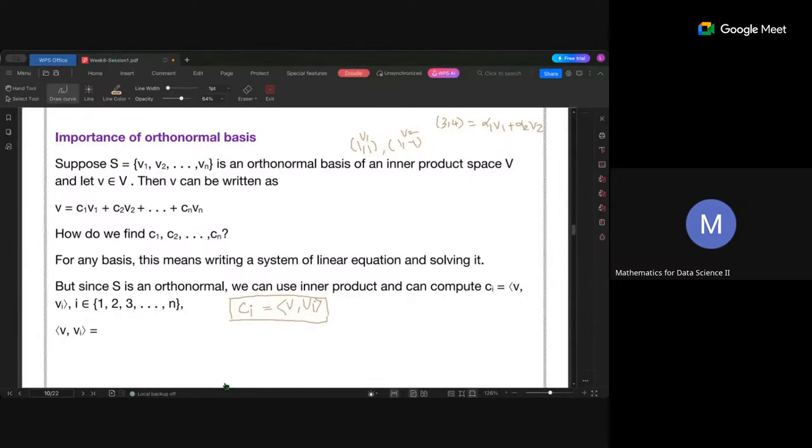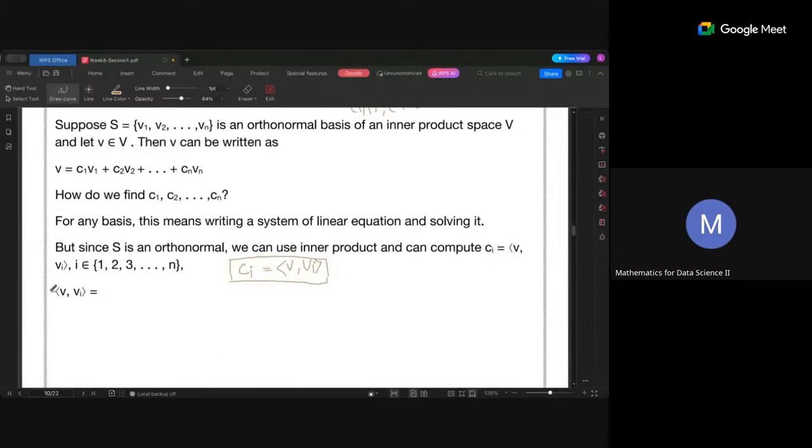So we were seeing how this coefficient can be written in this way. Let us start with V. What is V? V is this expression C1 V1 plus C2 V2 plus etc., Cn Vn. And then you have Vi. Now if you apply bilinearity here, what do you get? You can take out the coefficients: C1 times V1, Vi, C2 times V2, Vi, plus etc.